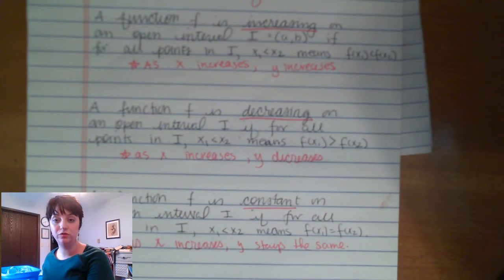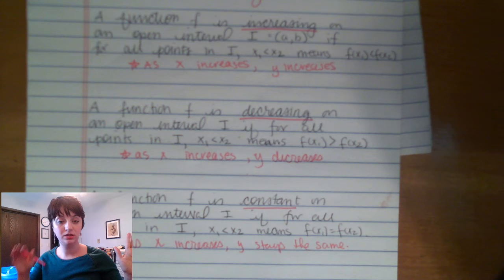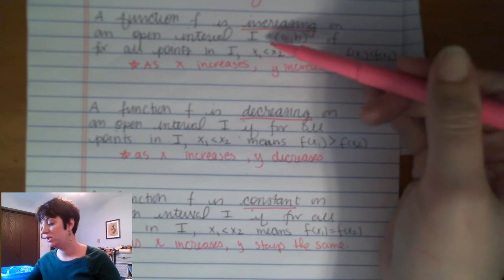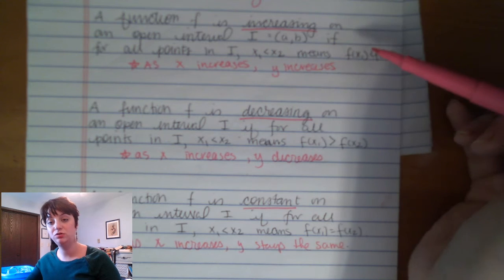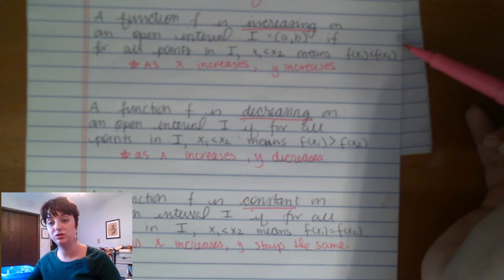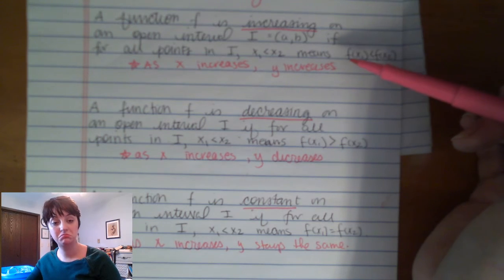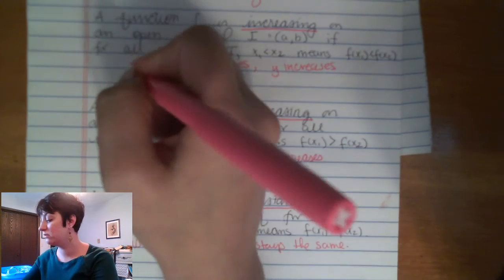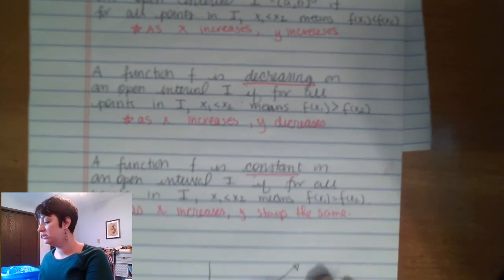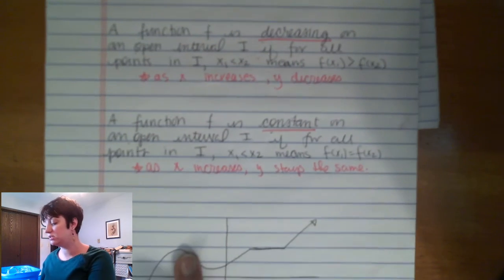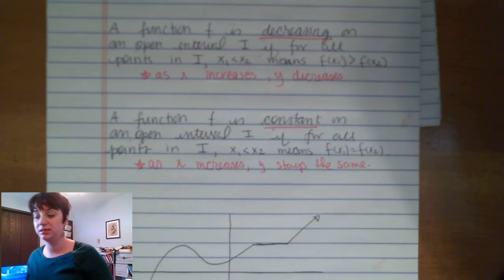So I've told you before, I have the math version and the English version. And here is my math version. If x1 is less than x2, then f of x1 is less than f of x2. My English version is x increases, y increases. Well, we'll come back to that. Decreasing, as x increases, y decreases, and constant, as x increases, y stays the same.